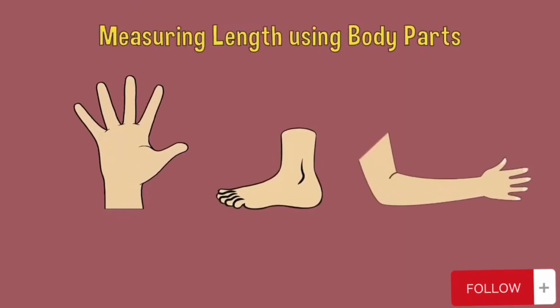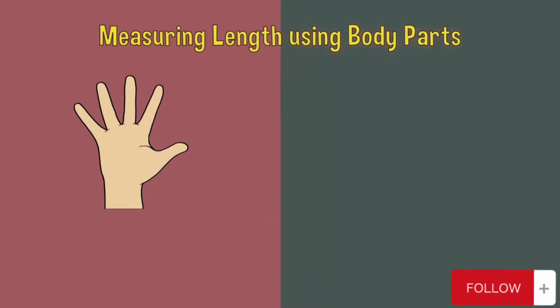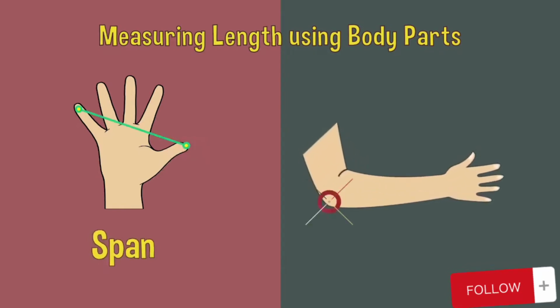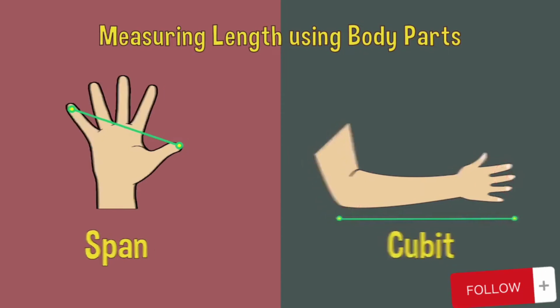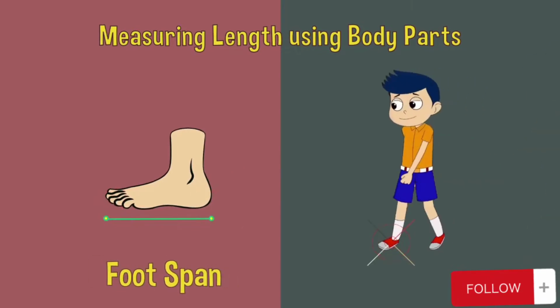People use their body parts like hand, foot, or forearm to measure the length of an object. When the palm of a hand is spread out, the distance between the tip of the little finger and the tip of the thumb is a span. The distance between the elbow and the tip of the middle finger is a cubit. The distance between the tip of the big toe and the end of the ankle is a foot span. The distance covered during a single step while walking is a pace.